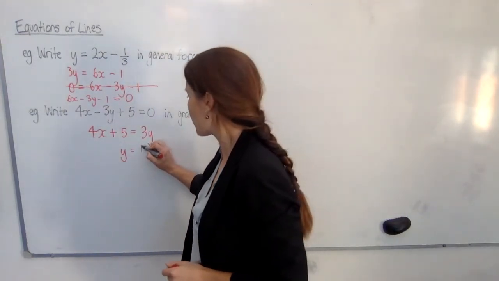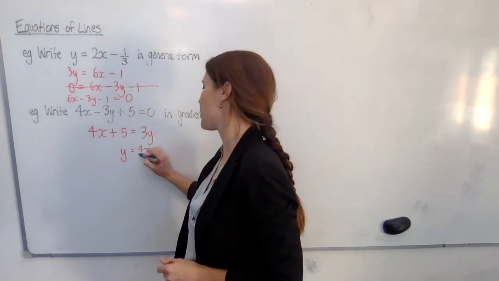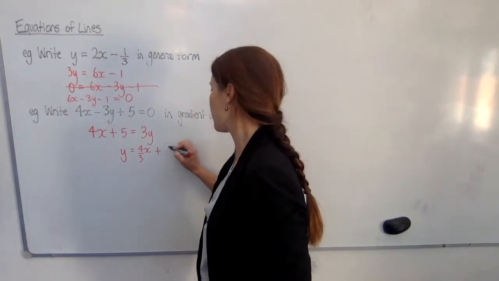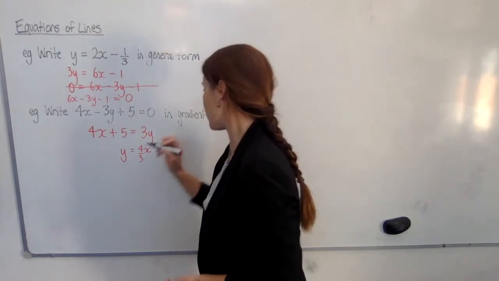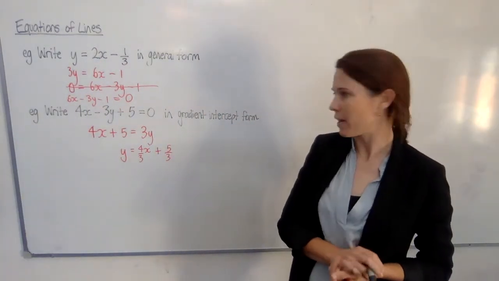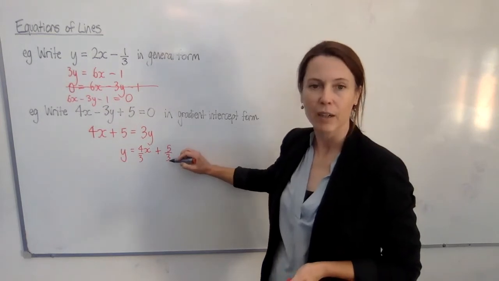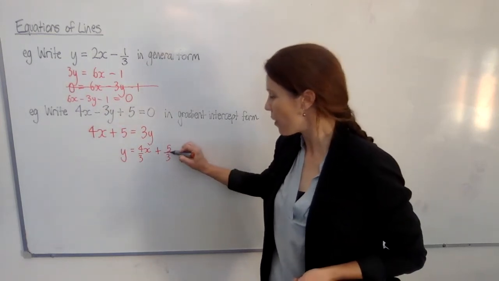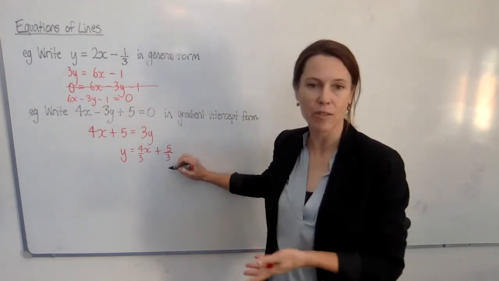But I don't have 4x plus 5. If I've divided by 3, I'm going to have 4/3 x. And I won't have 5, I'll have 5/3. Now see how the easiest way to take 5 and divide it by 3, rather than fiddling around with your calculator or working it out as a decimal, just divide by 3 and the answer is looking at you.